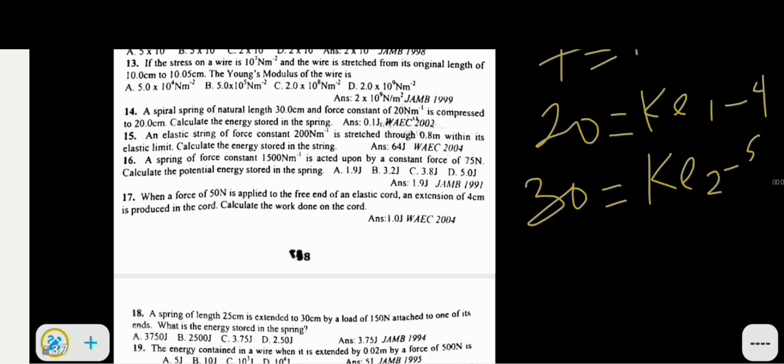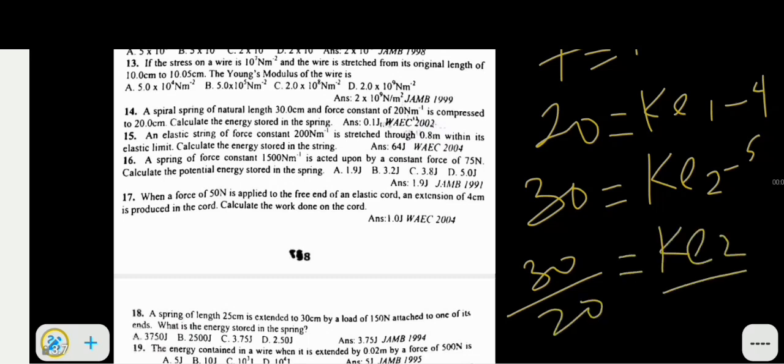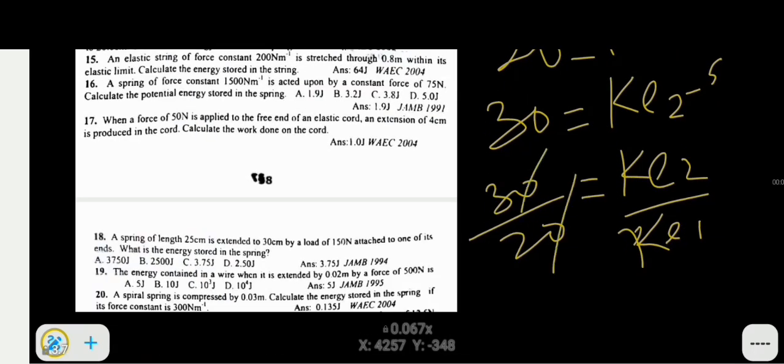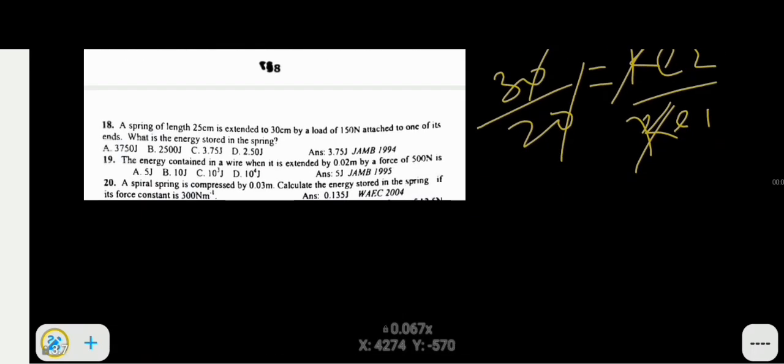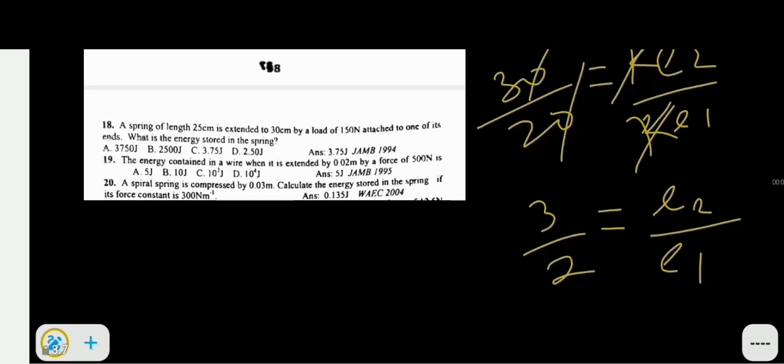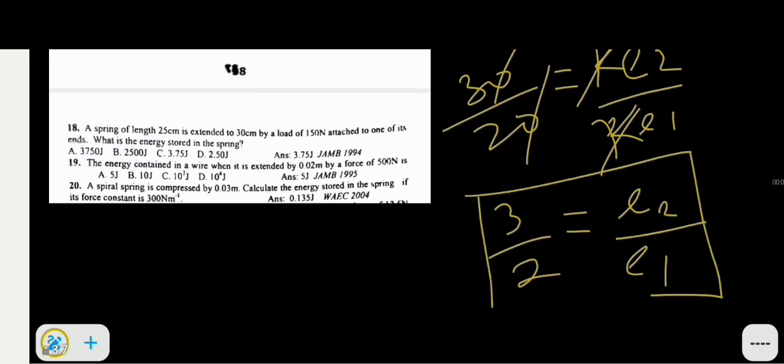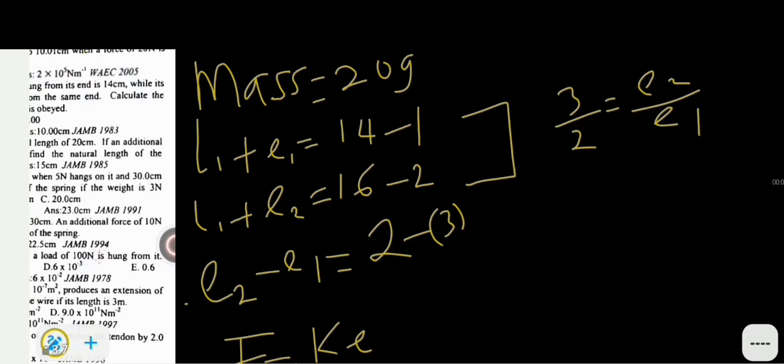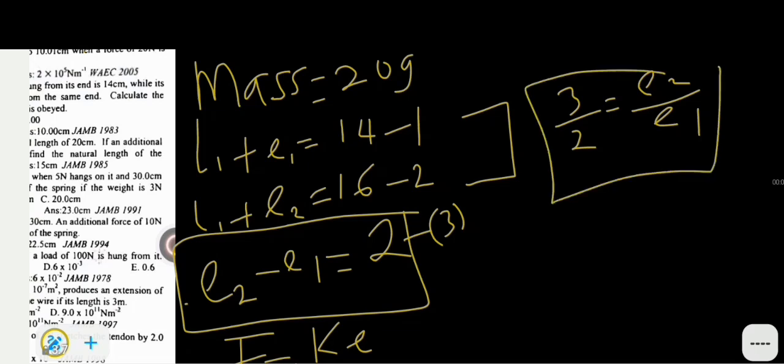you're going to get 30 over 20 equals KE2 over KE1. So from this part, you get 3 over 2, K cancels K. So you're going to get 3 over 2 is equal to E2 over E1. So this is the relationship between E2 and E1. 3 over 2 equals E2 over E1. But don't forget that you also have E2 minus E1 equals 2. So you just need to solve these two equations simultaneously.